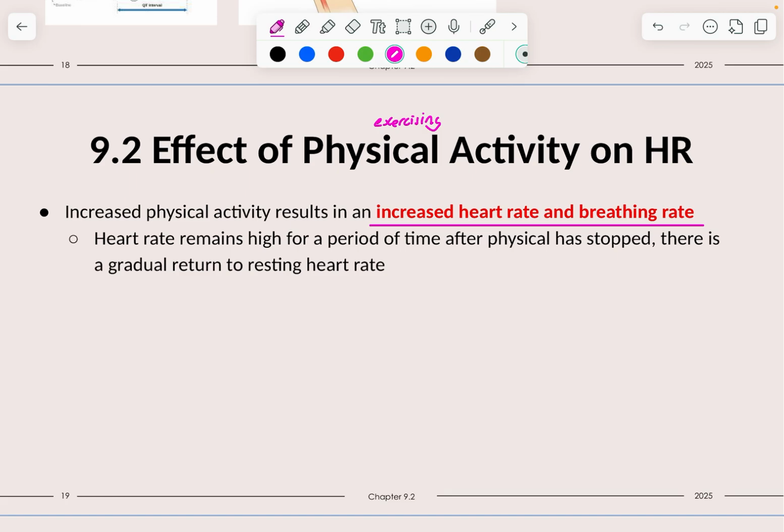And why is this? It's because your tissues need oxygen. You want to supply oxygen to these parts, okay? And that is why your heart is pumping much faster, to send more blood to these areas.